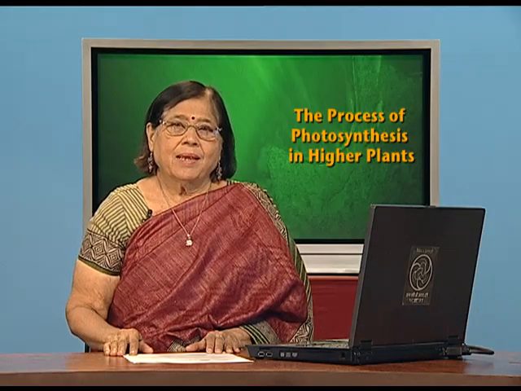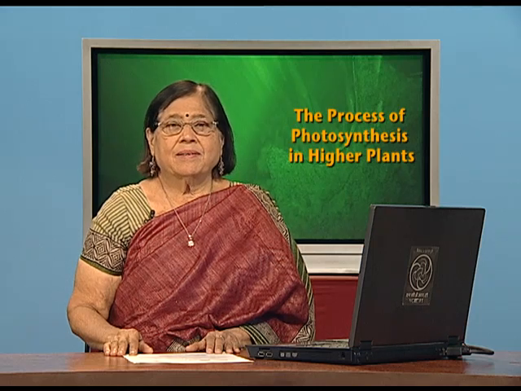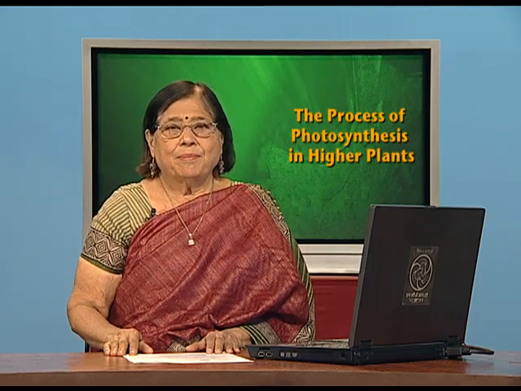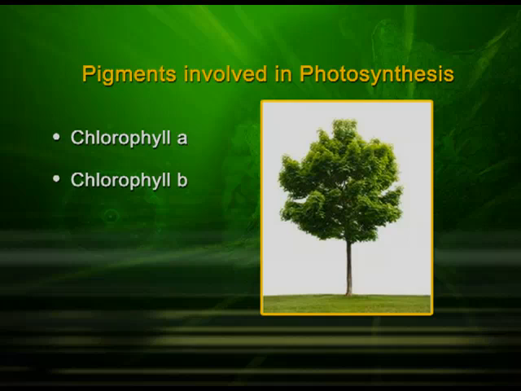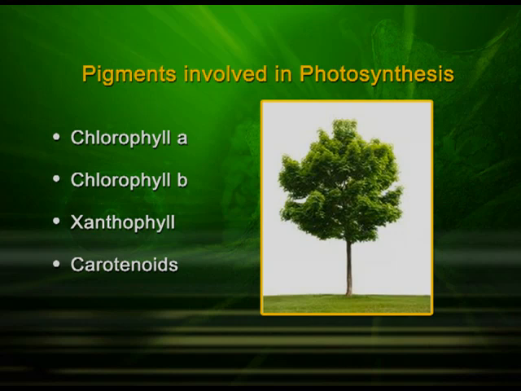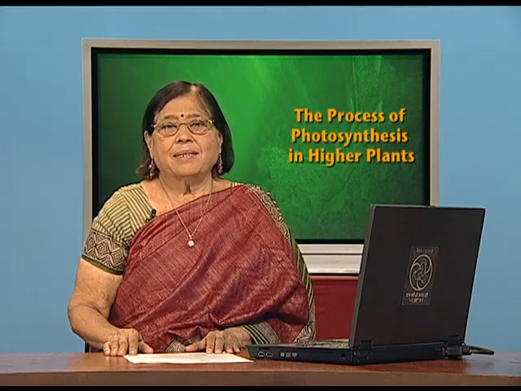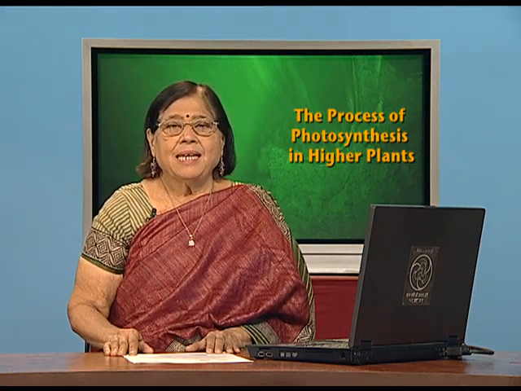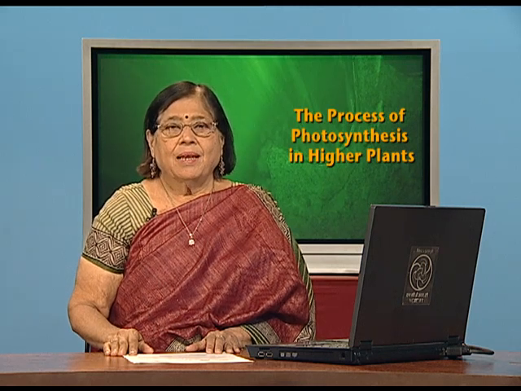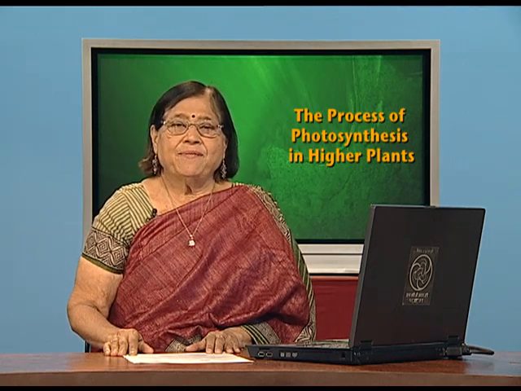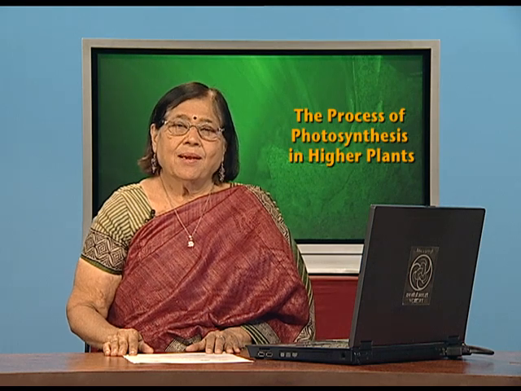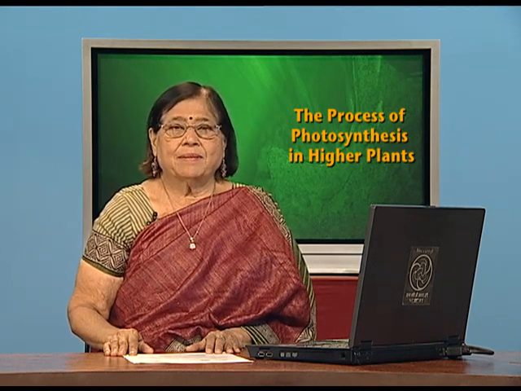Chlorophyll is a pigment involved in photosynthesis. There are many pigments present in the plant like chlorophyll A, chlorophyll B, xanthophylls and carotenoids. Before I explain these pigments, let me tell you that when you look at any plant, you will find so many leaves, and leaves have different shades of green or sometimes different shades of yellow. In the same plant, you have leaves having different shades. Why does it happen and how does it happen?